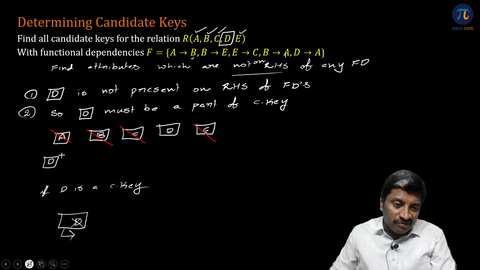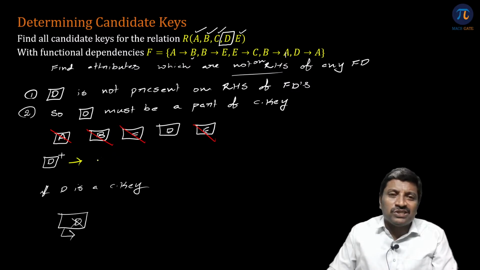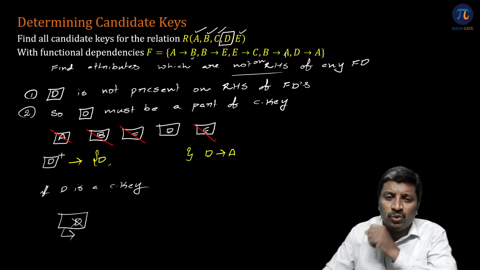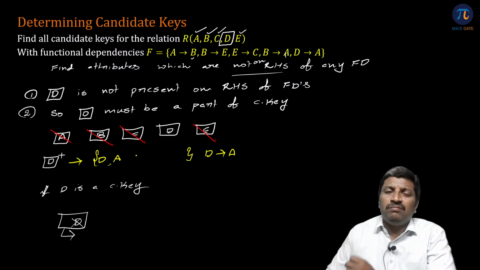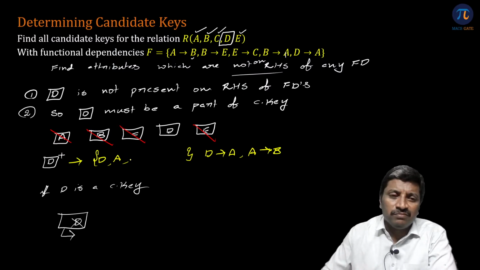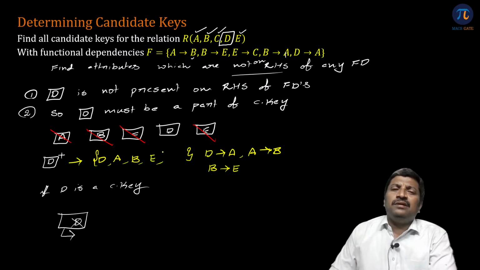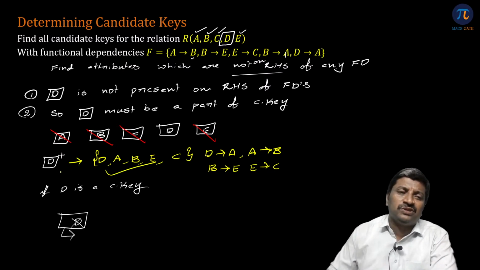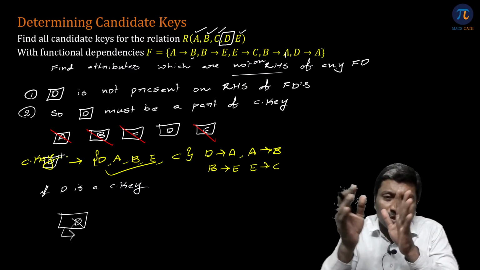So in this example, let me verify. What is D closure, sir? With D, I can get D. Anything else? Yeah, we have a dependency. D goes to A. So D comma A. Then with A, I can get B. Then with B, you can get E. Then with E, you can get C. We got all attributes. So it is a candidate key. Since it is a candidate key, there will be no other candidate keys.